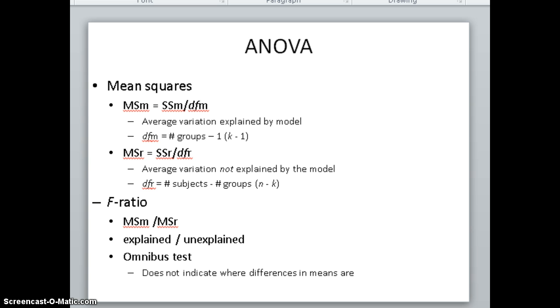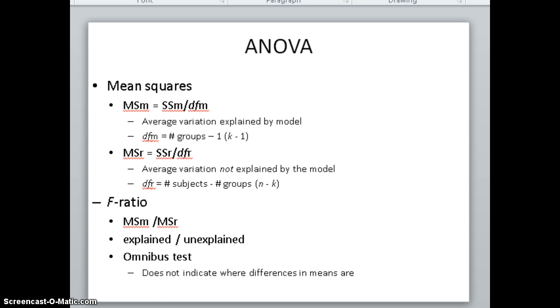The F-ratio is an omnibus test. In other words, the F-ratio tells us if there is any difference in the group means, but it does not indicate where the difference in group means lies. So if you had 3 groups and you had a significant F, the difference could be between group 1 and 2, between group 2 and 3, between all 3 groups, between 3 and 1, etc.